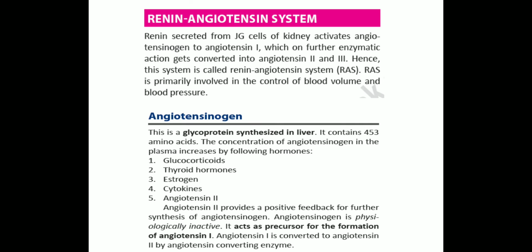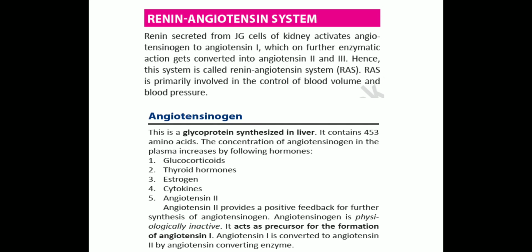You people have studied in your CVS about the short-term regulation of blood pressure. This was about short-term regulation, like the baroreceptor reflex, the chemoreceptor reflex, the CNS ischemic response. Now we'll be discussing the long-term regulation of your blood pressure. So this JG apparatus, this renin angiotensin system, the renin which is secreted from the JG cell, and there is angiotensinogen. These two play a very important role in the renin angiotensin system.